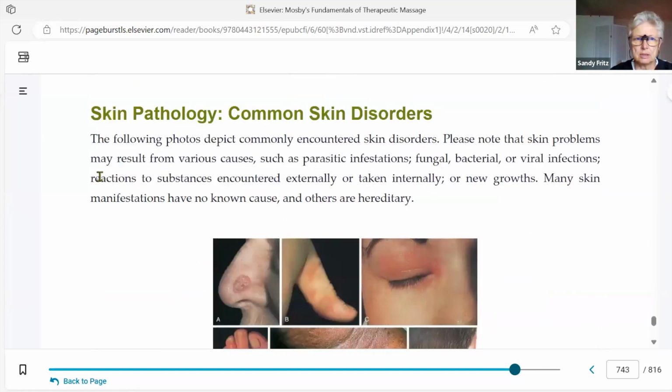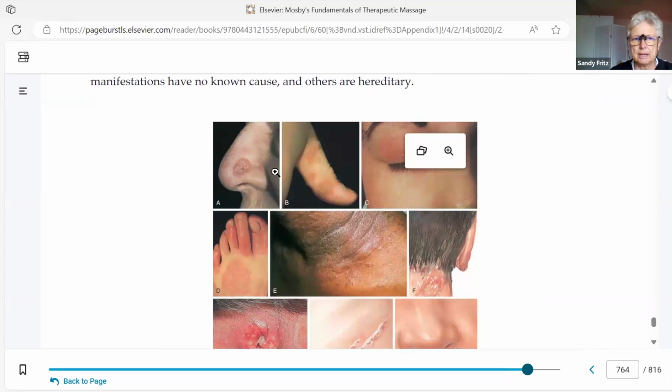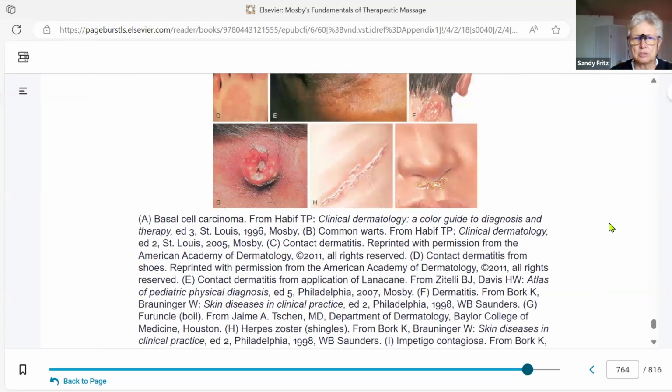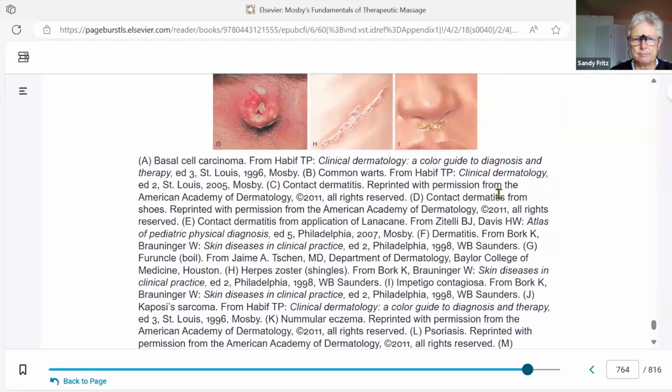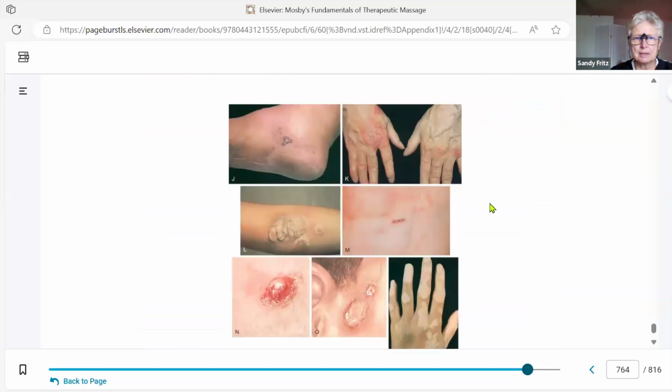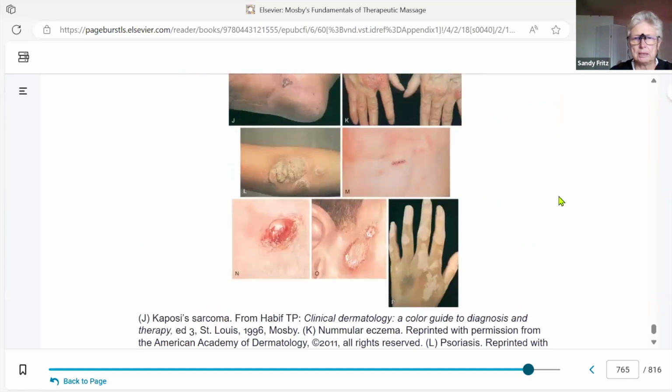All right. Then we have these common skin pathologies that you need to be able to recognize. And most of these are contagious, not all, but most of these are contagious. So at the very least, this would be a local contraindication. Now, if it's something like psoriasis, and it is non-contagious and the skin isn't broken, then massage can be modified around that type of area. Same with something like vitiligo.